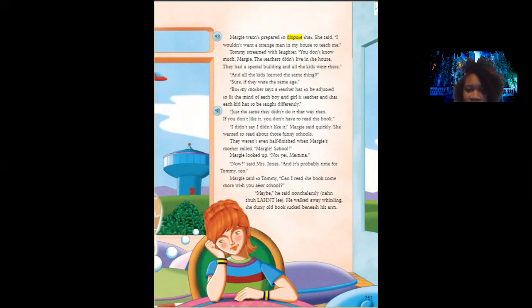They weren't even half finished when Margie's mother called. Margie, school. Margie looked up. Not yet, Mama. Now, said Miss Jones. And it's probably time for Tommy too. Margie said to Tommy, can I read the book some more with you after school? Maybe, he said nonchalantly. He walked away whistling, the dusty old book tucked beneath his arm.